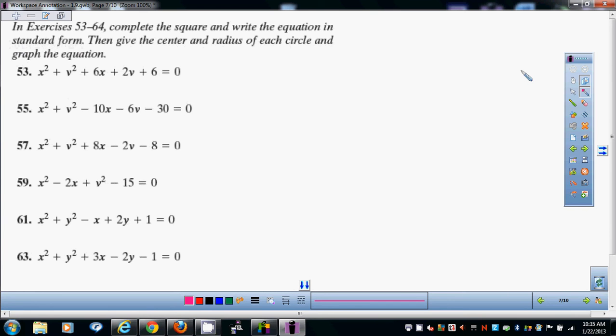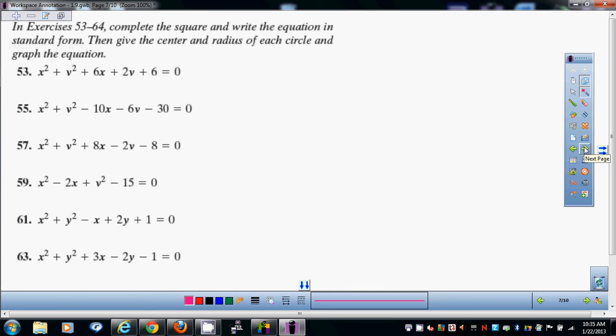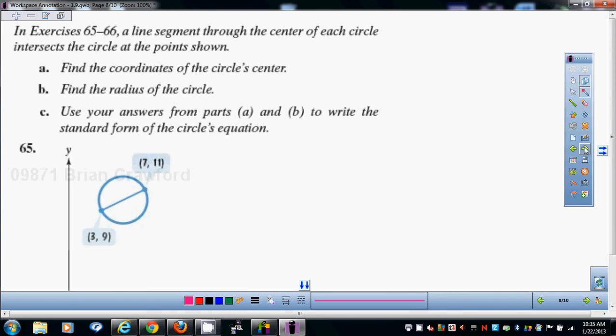Okay. Find the coordinates of the center of the circle. I give you a hint. This is kind of a review of everything we've done today. How are we going to find the coordinates of the center? If it gives you these, midpoint. Yes. The midpoint of those 2 points will be the center. I think that's 5, 10. Find the radius of the circle. How? If you know the midpoint is 5, 10, how can you find the radius?